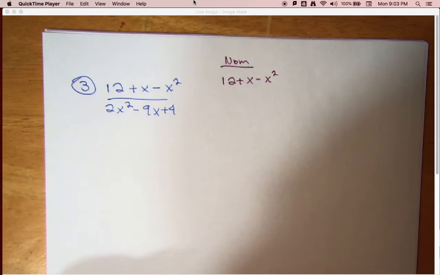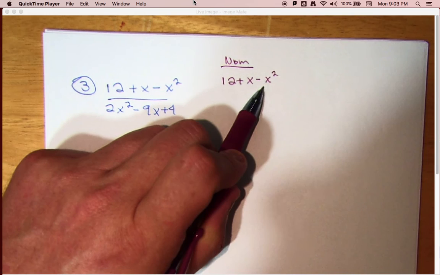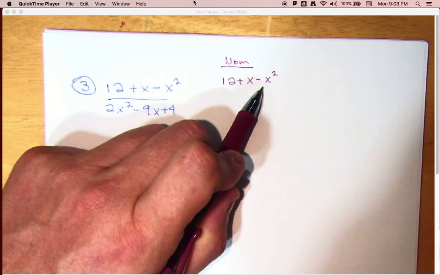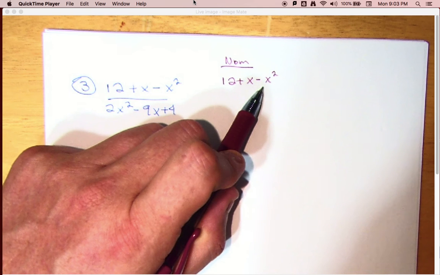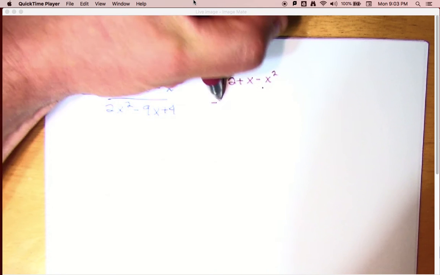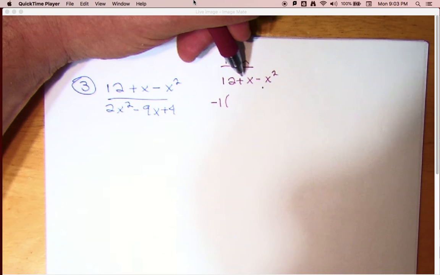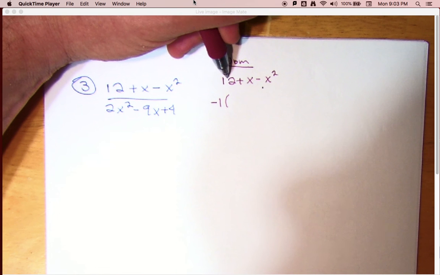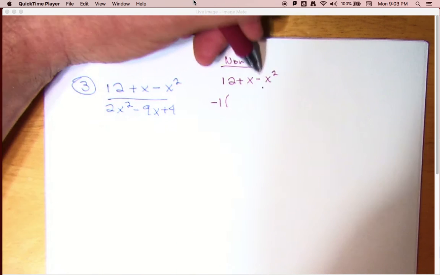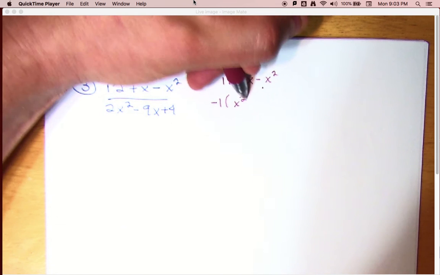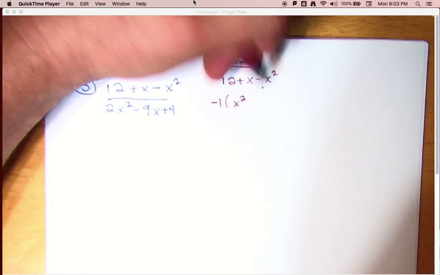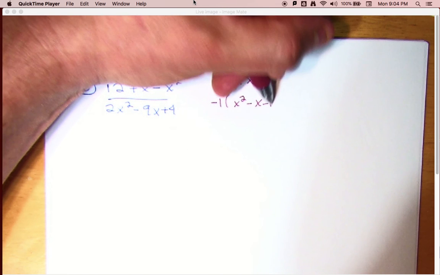Notice that our x squared term here is negative. We don't want that. That's rough to work with. So let's factor out a negative 1. When I factor out a negative 1, all of these signs change. This becomes negative 12, negative x, positive x squared. And so I'm going to write it like that. Positive x squared minus x minus 12.